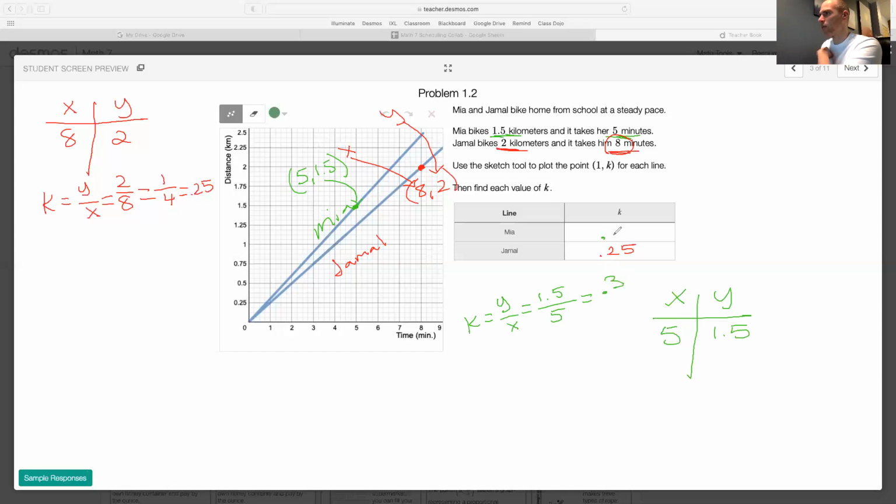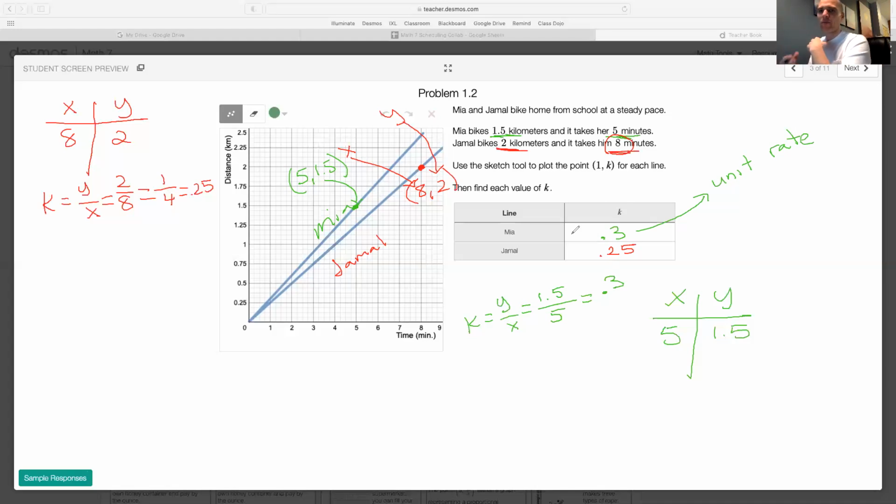Each one of these is a constant of proportionality, but it's also a unit rate. A unit rate tells you how much of something you're getting for every one of the other quantity in one of these types of relationships. In this case, this is telling us that Mia is going 0.3 kilometers for every 1 minute she rides the bike, whereas Jamal is going 0.25 kilometers for every 1 minute that he rides the bike.